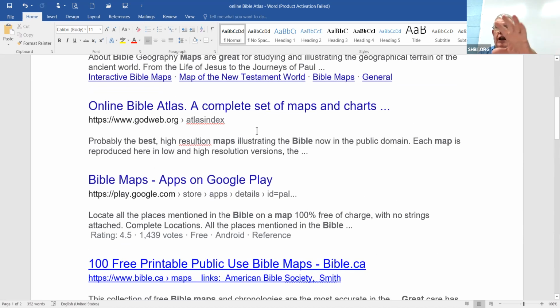You can't get the overlays easily. Google Maps, of course, will show you the modern situation, and especially with the satellite view, you can get some ideas of terrain and that kind of thing, which is helpful. But remember, things have changed in 2,000 years. Even the terrain has changed some. Sea of Galilee hasn't moved. Dead Sea hasn't moved. But in terms of specific sites, they've changed.